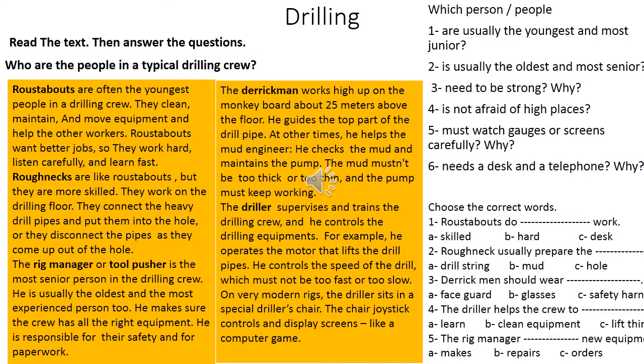Now, choose the correct words. Number 1. Roustabouts do A, skilled work, B, hard work, or C, desk work. The answer is B, hard work. Number 2. Roughnecks usually prepare the A, drill string, B, mud, C, hole.